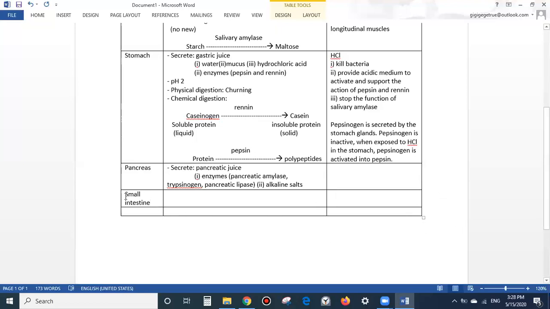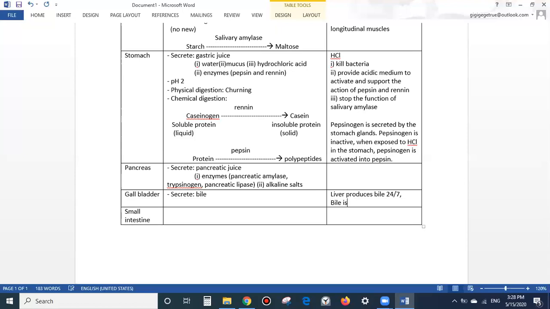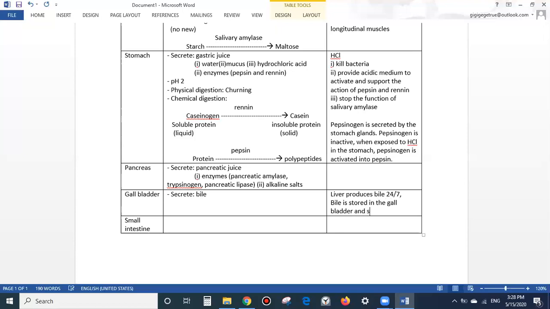And then before we proceed, we have the gallbladder. The gallbladder will secrete bile. The liver produces bile 24/7. That means every second of your life, the liver is producing a small amount of bile. Okay? So bile is stored in the gallbladder and secreted by the gallbladder when needed.